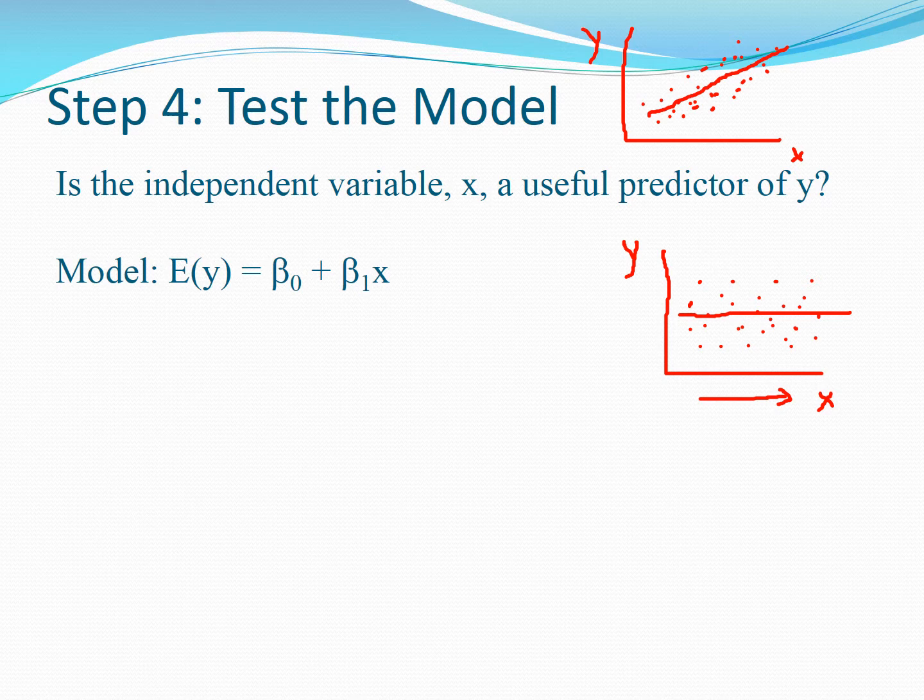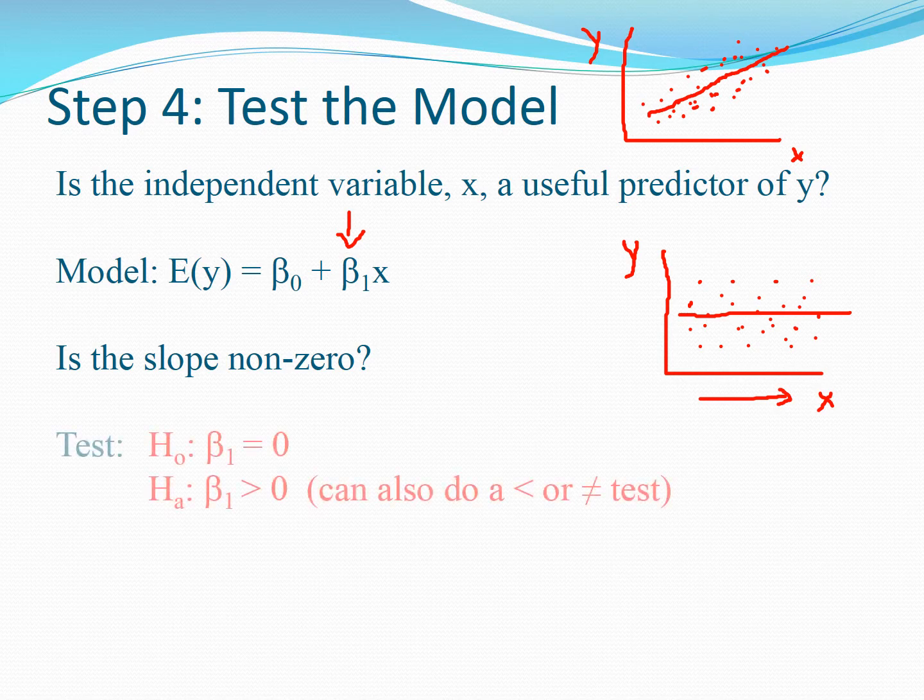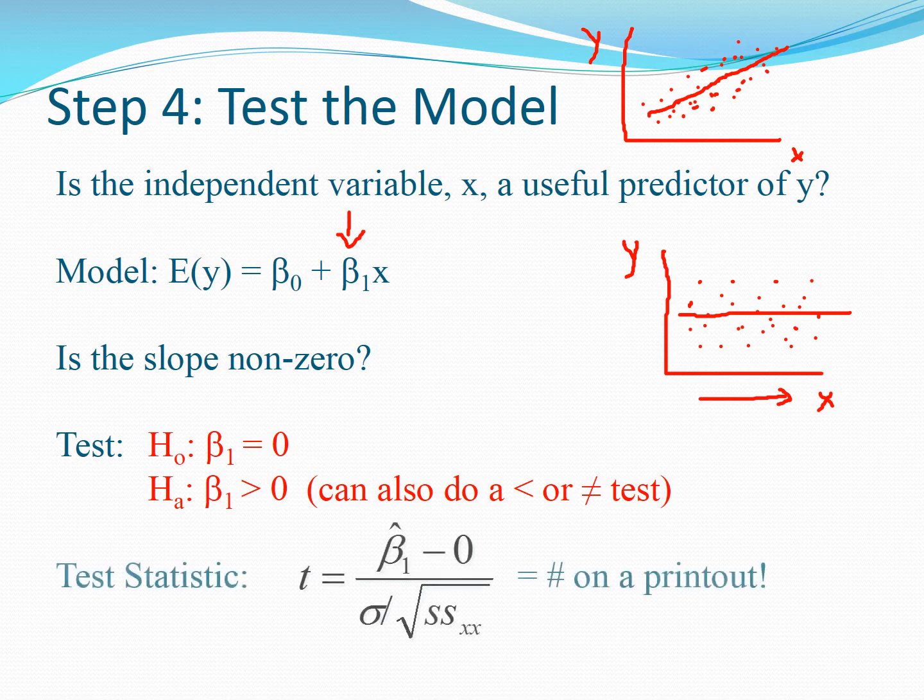The way we're going to do it is by taking a look at our model and focusing on the slope parameter, the beta that's attached to the x. If x is a useful linear predictor, another way of asking that question is to ask, is the slope non-zero? So we're going to do a test of hypothesis that looks like this. The null hypothesis says beta 1 is equal to 0. In words, that's saying x is not a useful linear predictor of y. The null says x doesn't work.